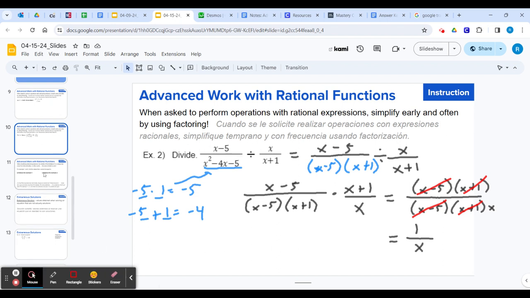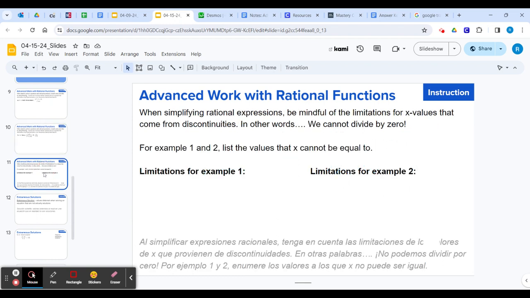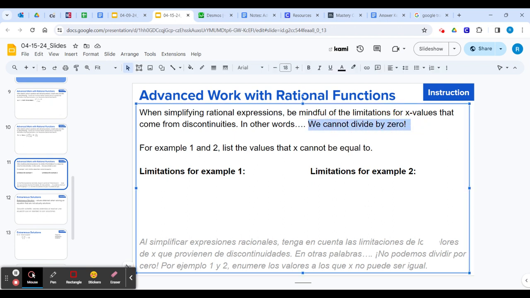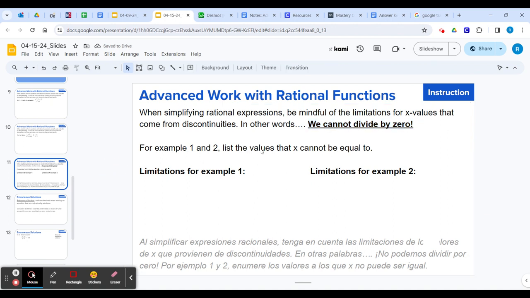Now, as we did that, we crossed off a lot of things. And with rational expressions, we need to remember that, hey, we cannot divide by 0. This is a big idea, and I'm going to bold it. I'm going to underline it, at least on my notes here. So if we look back to example 1 and 2, we should list the values that x cannot be equal to, because we took a lot of information away by simplifying it.